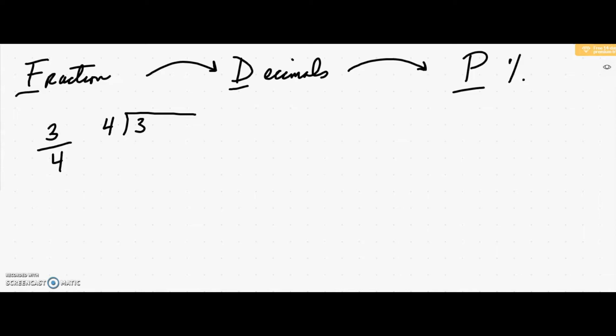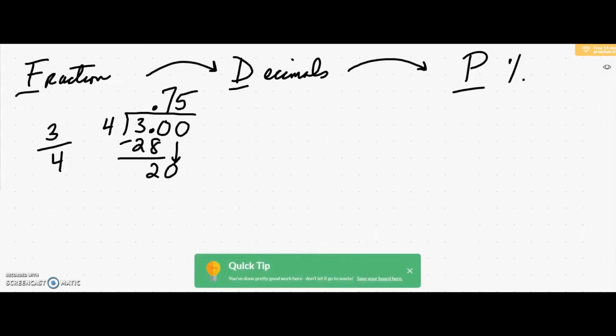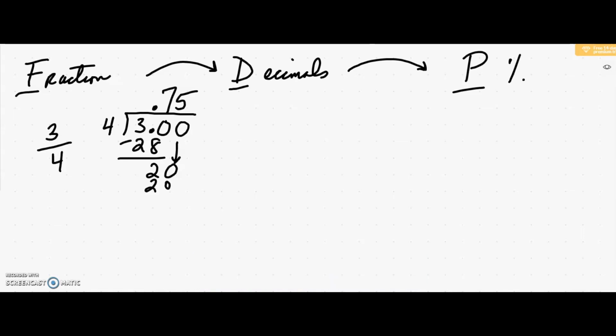So the first thing I'm going to say is, well, I can't squeeze 4 into 3. Well, I can, but I'm going to add a decimal first, and then I'm going to add a 0. Then I know it goes 7 times, which gives me 28. I subtract and get 2 left over. So I'm going to add a 0, bring it down. Now it becomes 20, and that goes 5 times, which gives me 20 for the bottom.